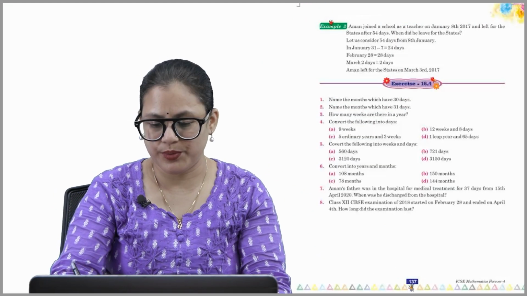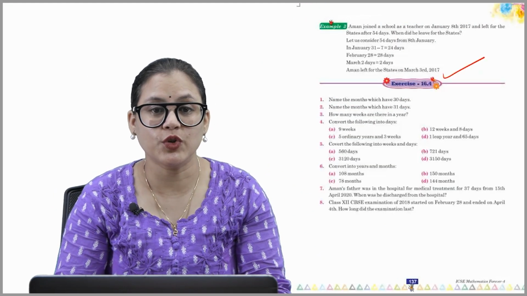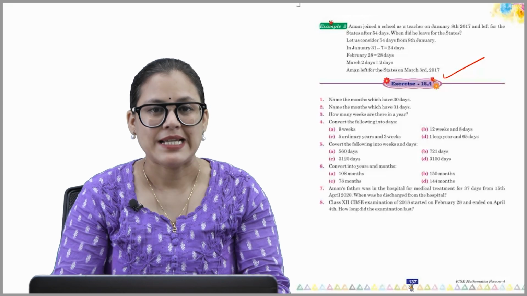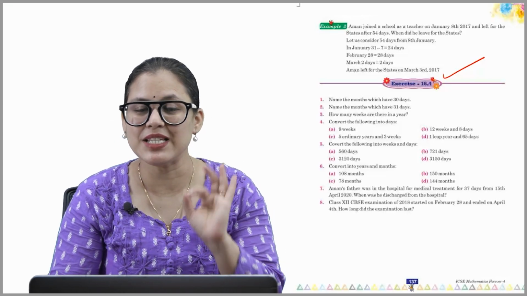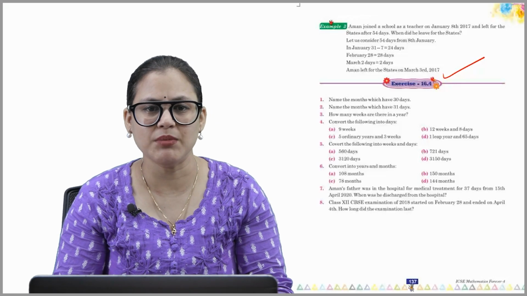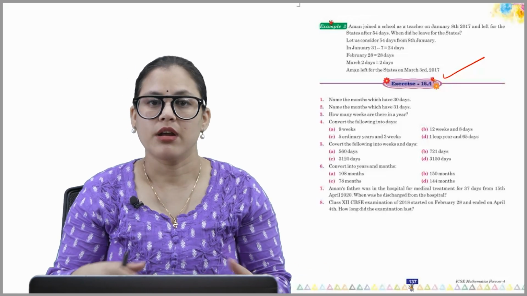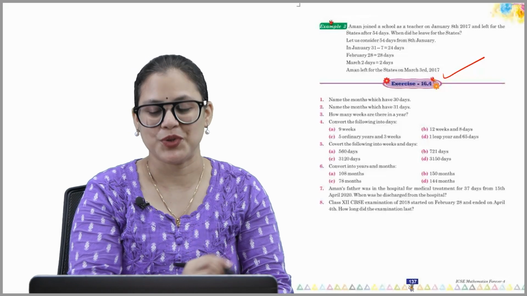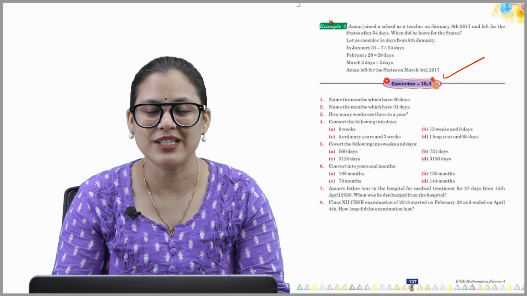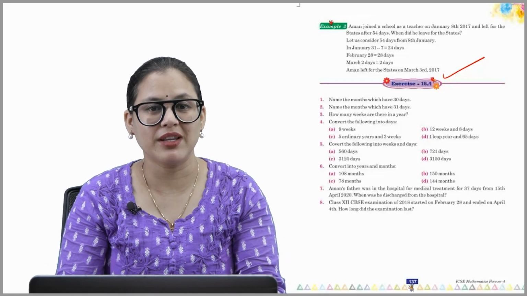Exercise 16.4. Name the months which have 30 days. Remember the poem? September, April, June and November. So these 4 months have 30 days. And name the months which have 31 days. The remaining months have 31 days except February. So you will write over here. Okay students, now you will practice the remaining exercise.